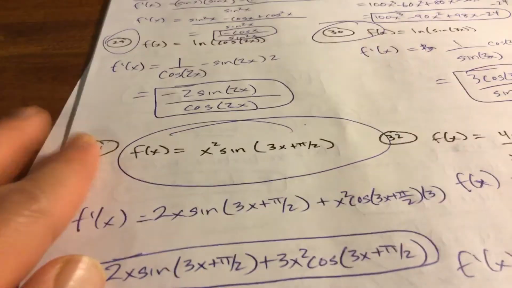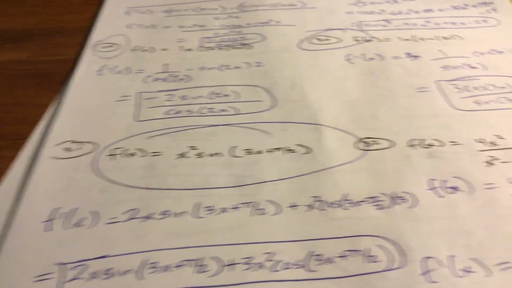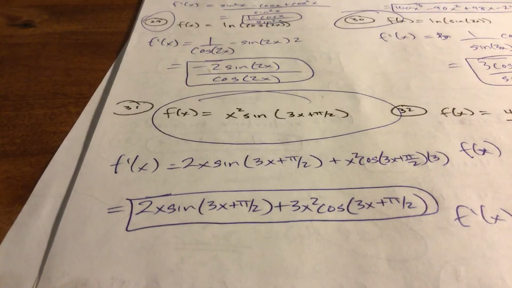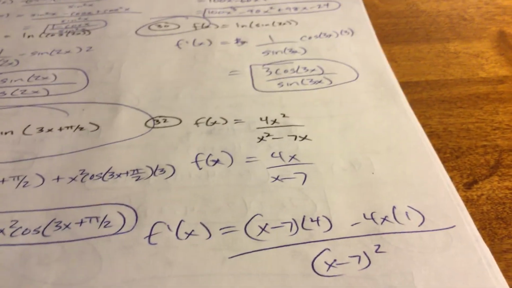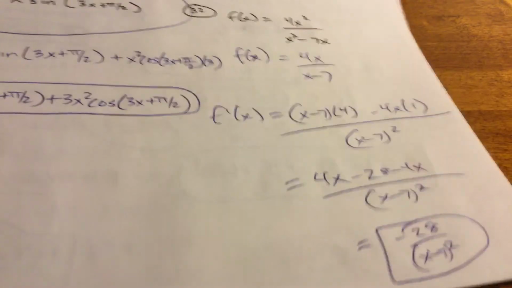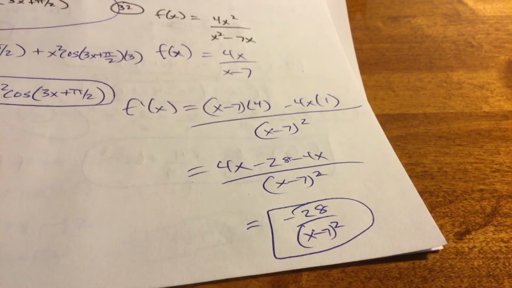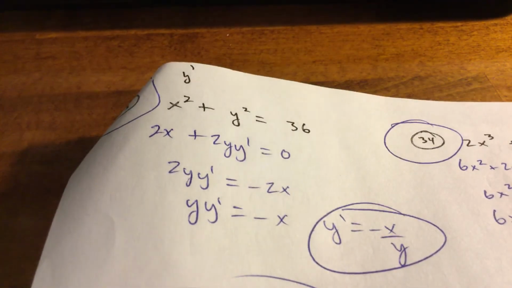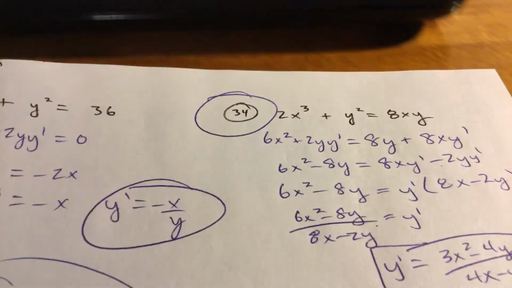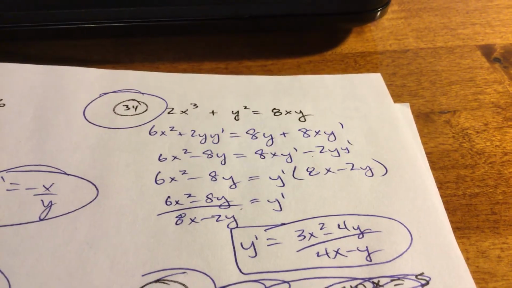This is the product rule with a little bit of chain there in the second part. There we go. And divide everything by x, and you have a pretty easy quotient rule question with a nice answer. All right. Then we have find y prime, implicit differentiation. There we go. 34. Take your time with that.